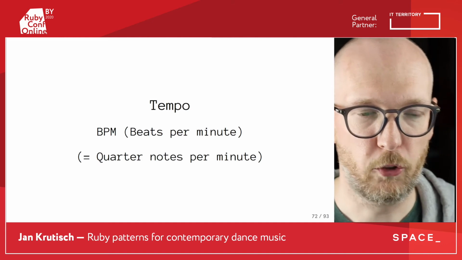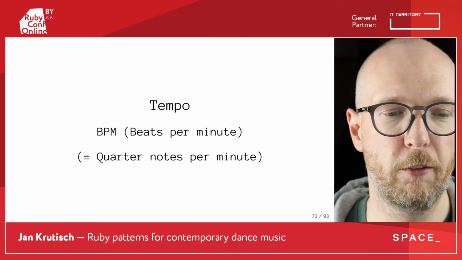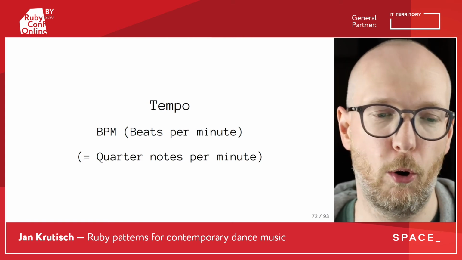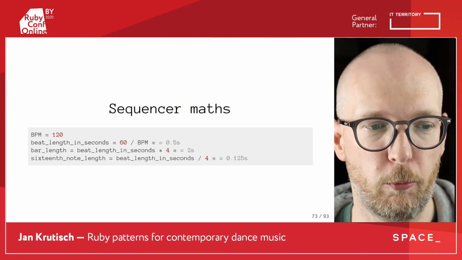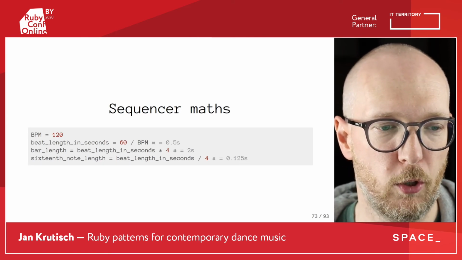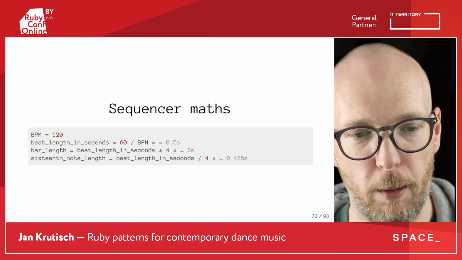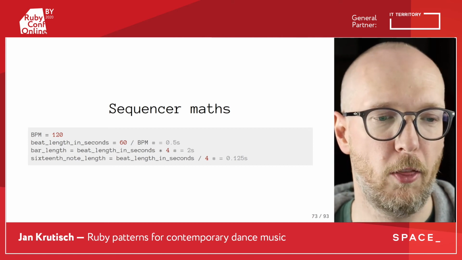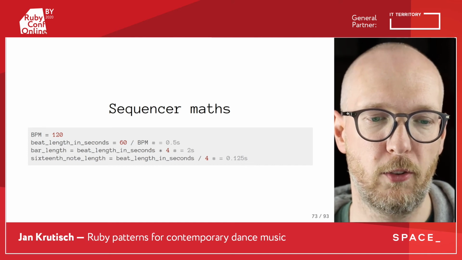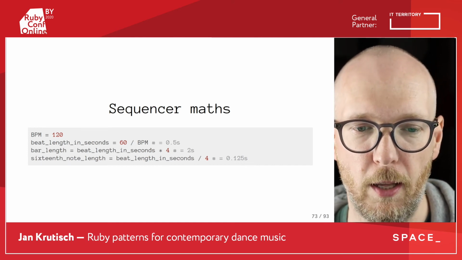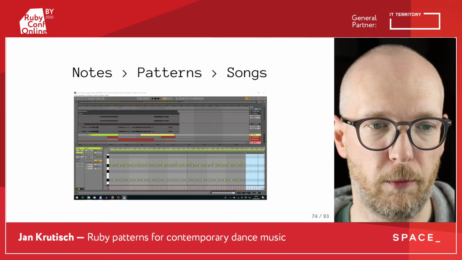We also need to quickly talk about tempo to get the maths right. Tempo is given in BPM, which is beats per minute, or in our case, quarter notes per minute. Let's do some maths now. So BPM is 120. If we want to get the beat length in seconds, we just divide 60 by the BPM and we end up at half a second. The bar length is 4 times that, obviously, and the 16th note length is essentially the beat length divided by 4, so an eighth of a second.